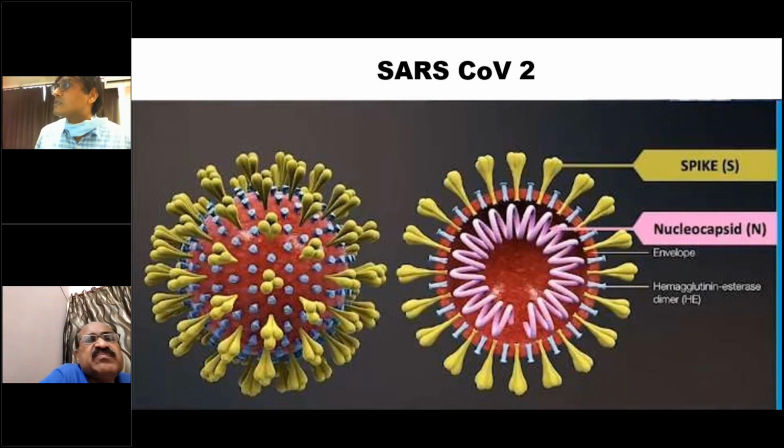Now this is the basic structure of the coronavirus SARS-CoV-2, and these are the basic proteins, like spike proteins, nucleocapsid proteins, envelope proteins, and the membrane proteins, against which the antibodies are generally formed.